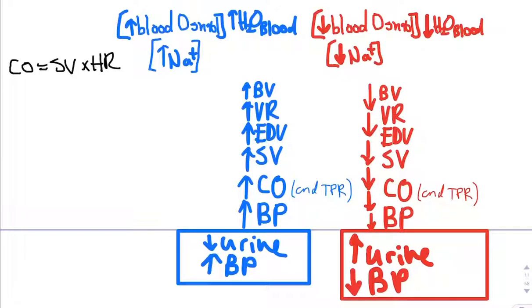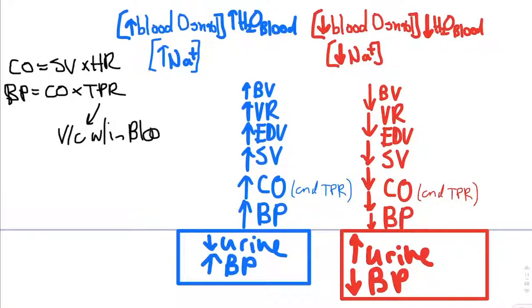Then we saw that blood pressure can be increased by increasing our cardiac output and our total peripheral resistance. And cardiac output is equal to stroke volume times heart rate. Total peripheral resistance is the level of vasoconstriction within our blood vessels, or the vascularity.